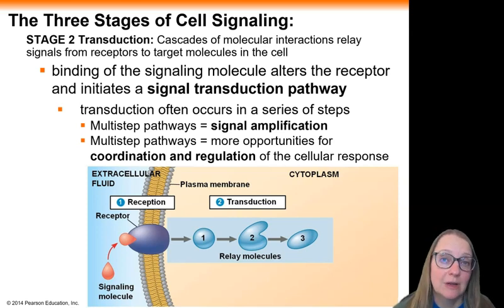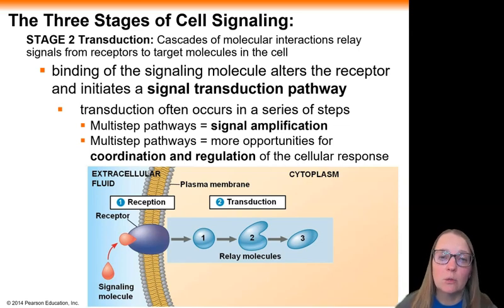Once the signaling molecule has bound to its receptor, regardless of whether it's a membrane receptor or an intracellular receptor, now we can get to stage 2, or signal transduction, of this process of cell signaling. Stage 2, again called signal transduction, is essentially a cascade of molecular interactions that will relay the signal from the receptor through the inside of the cell to the target molecules that are supposed to enact some sort of function in response to having received the signaling molecule.